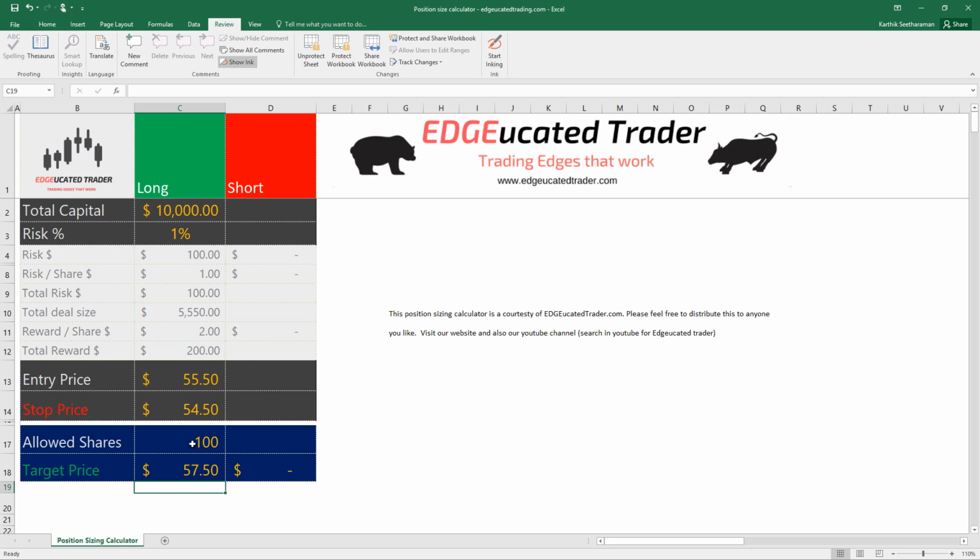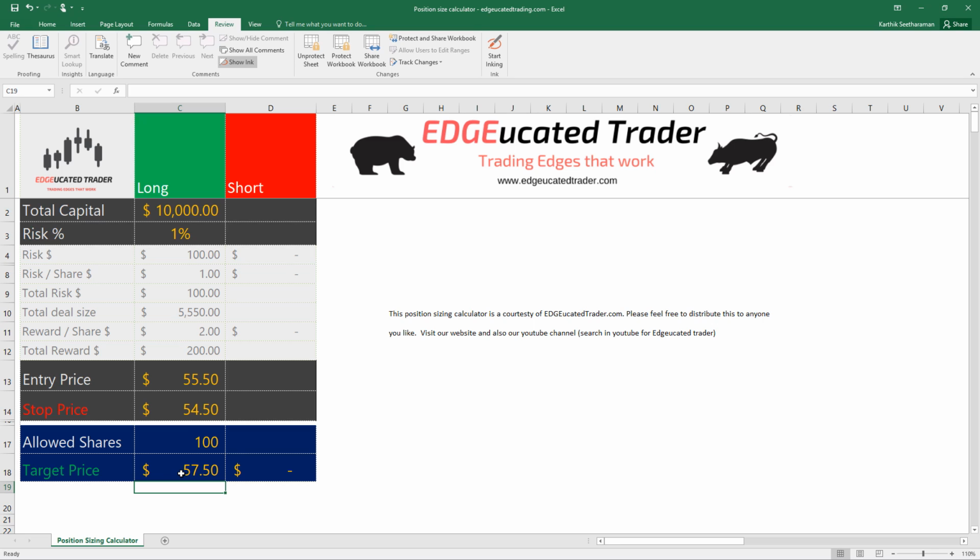And the target price, I am setting it to be 2 risk units. In other words, 2 times the risk. We are risking $100, so I would want at least 2 times of that as a reward. So that's why it shows up to be $200 in the total reward section, and also the target price is showing up to be $57.50.